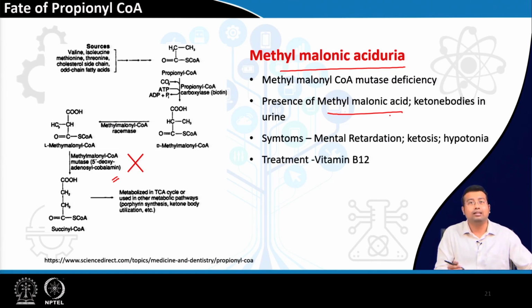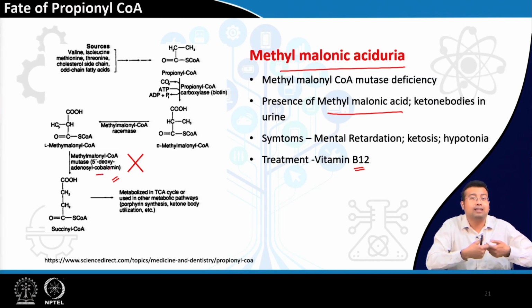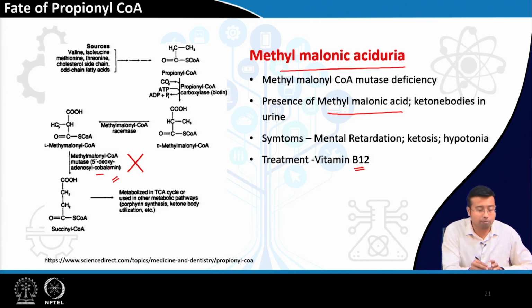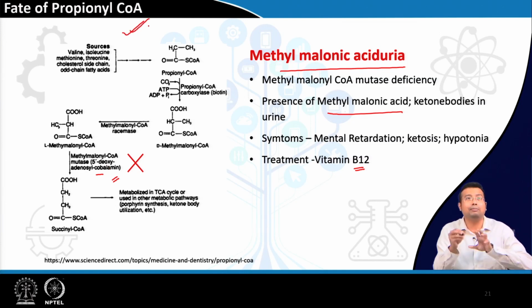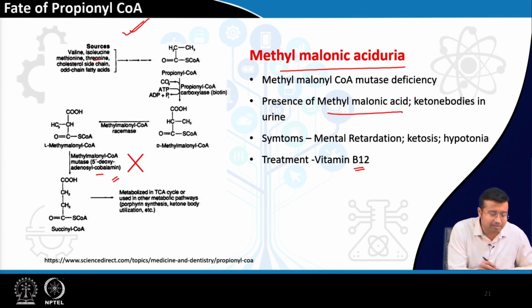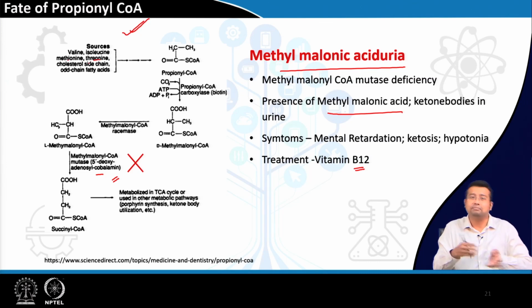How can we treat it? We can give excess amounts of vitamin B12 because this enzyme needs vitamin B12 as a coenzyme. So, thus methylmalonic aciduria can be treated. This is the fate of propionyl CoA, which is common in the metabolism of many amino acids, of which now we are discussing threonine. Odd chain fatty acids have already been discussed, methionine has been discussed, and we will be discussing valine and isoleucine in a future class.